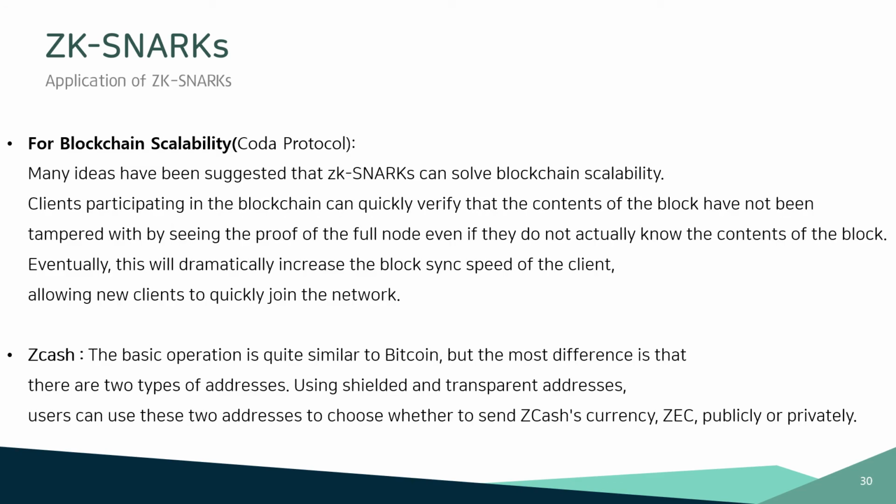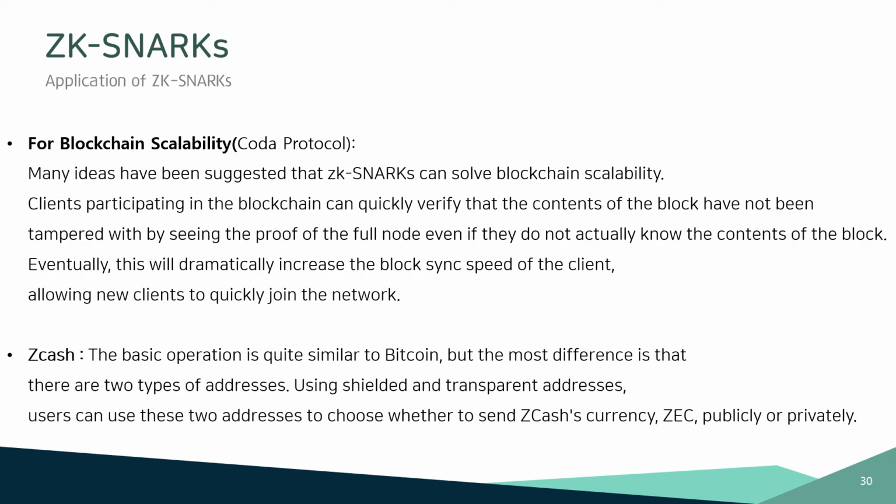It can be used for blockchain scalability. Many attempts have been made to solve blockchain scalability using zk-SNARKs. Coda protocol is one of them. Clients participating in the blockchain can quickly verify that the contents of the block have not been tampered with by seeing the proof of the full node, even if they do not actually know the contents of the block. Eventually, this will dramatically increase the block sync speed of clients, allowing new clients to quickly join the network.